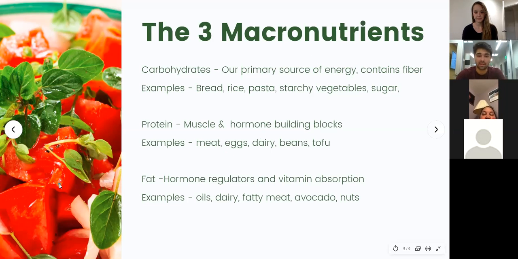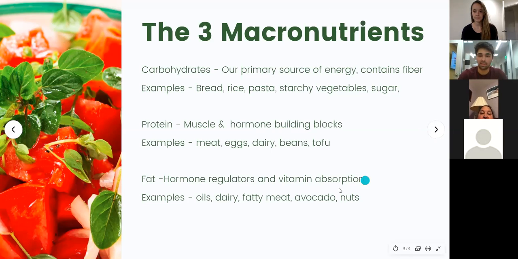These are things that help you build muscle, and also all of your hormones in your body are made from protein. They're broken down to something called amino acids, and then those on their own will be rebuilt, kind of like individual letters in a word. Your body takes certain ones, puts them together, and it creates a whole new thing. It's really cool. So some examples here are your meat, eggs, dairy, beans, and tofu.